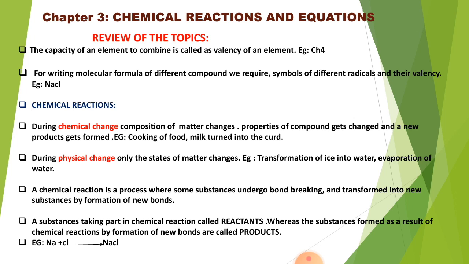Then we saw chemical reactions. During a chemical change, what happens? The composition of matter changes, the properties of the compound change, and a new product gets formed. For example, cooking of food and milk turning into curd. In cooking of food, when we add different ingredients, it forms a product which is different from the ingredients. So the properties of the product are different. That is a chemical change.